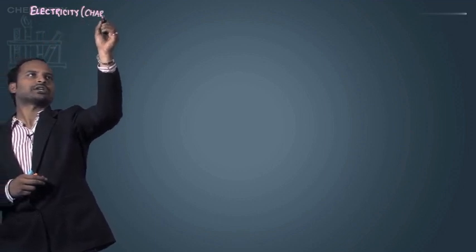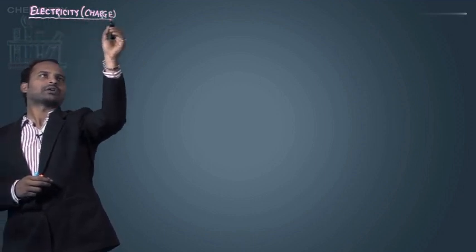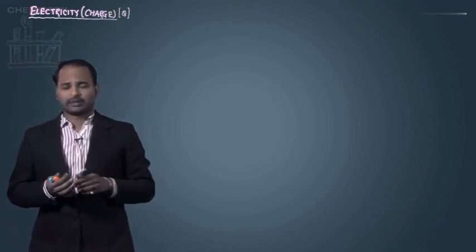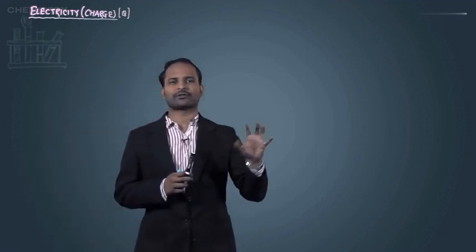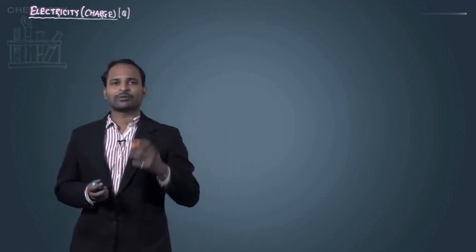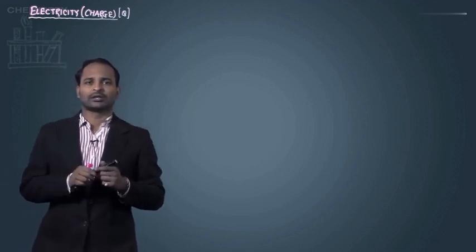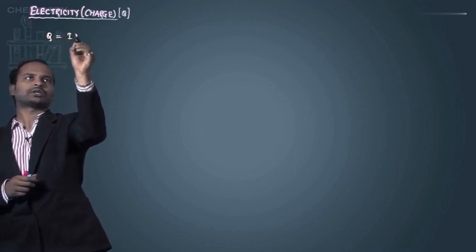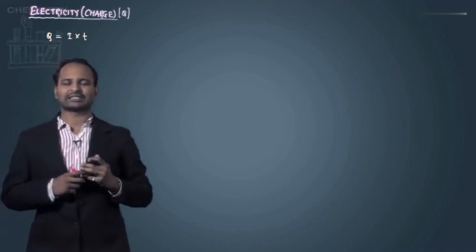Or we use the word charge for it, and we represent it by capital letter Q. During electrolysis we pass some electricity, and from that electricity some chemical reactions are carried out. Electricity is measured in some quantity. The formula for Q is I into T, where I is the current and T is the time.